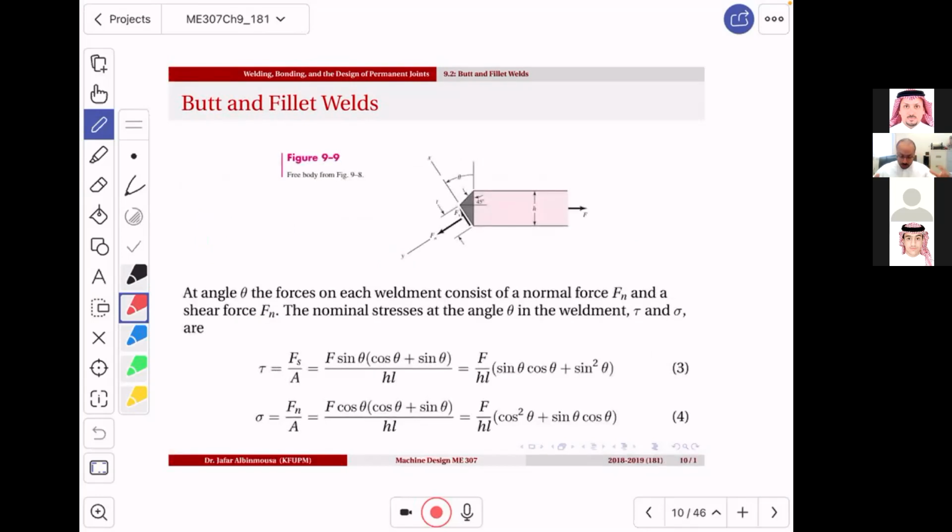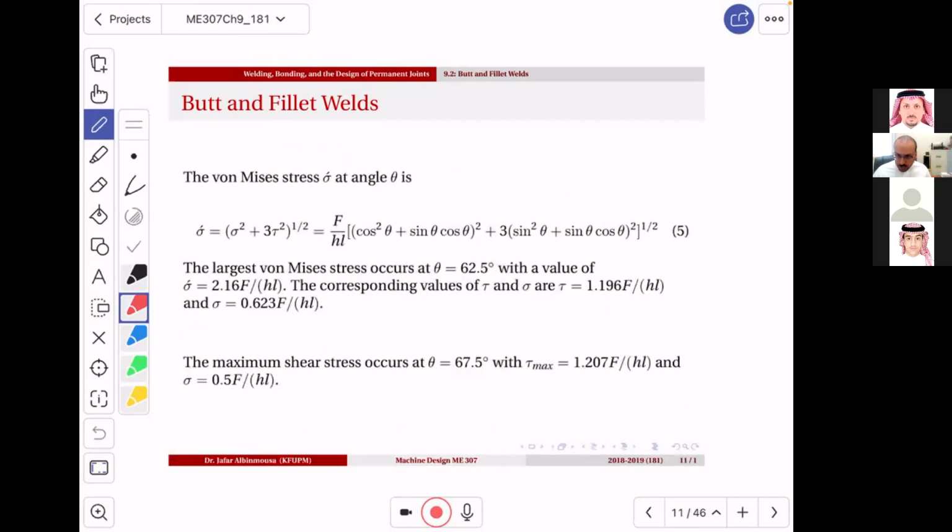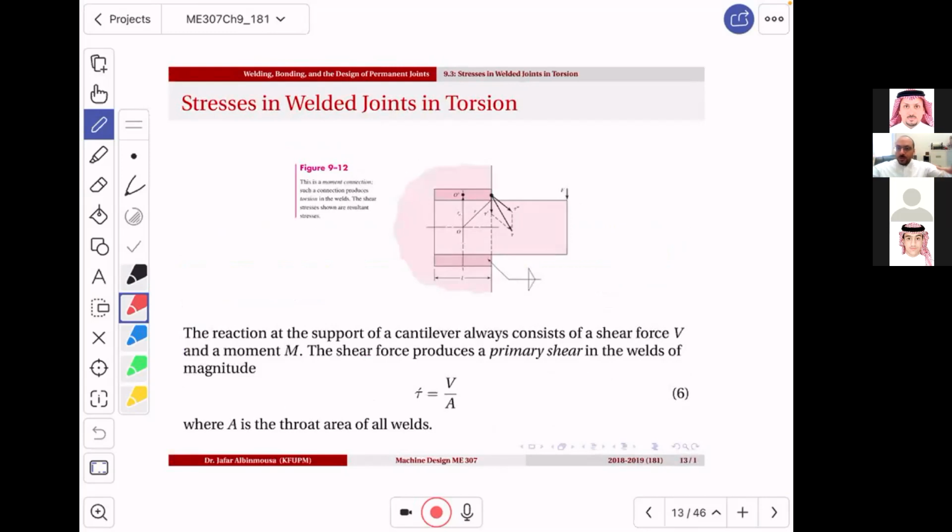We can analyze welding. We can just resolve forces as usual. We will have some shear forces, some normal forces, and then we can put them into some sort of an equivalent measure. Okay, so like von Mises. What is important is that when we put the welded structure into action, we will realize that, for example, if we have a blade like this, this is a thick blade, a thick one.